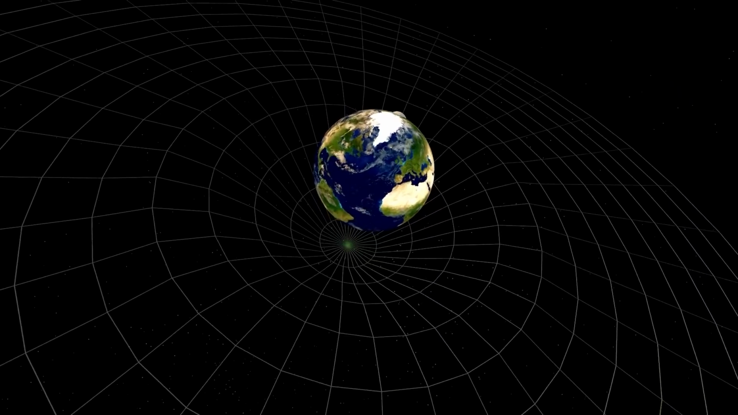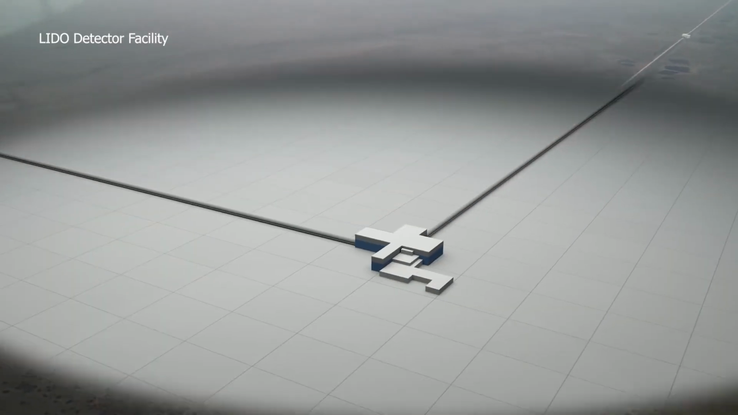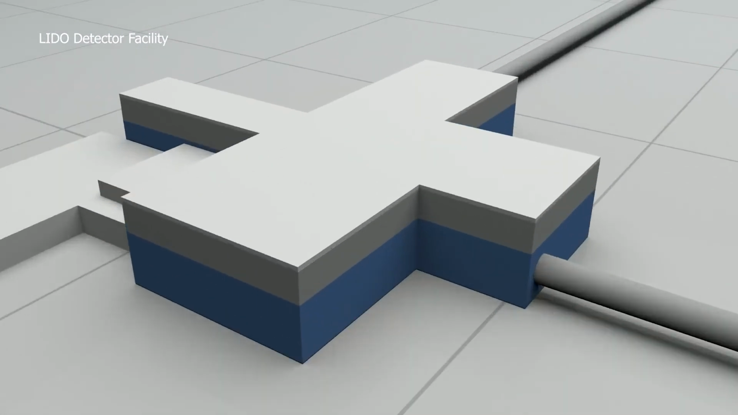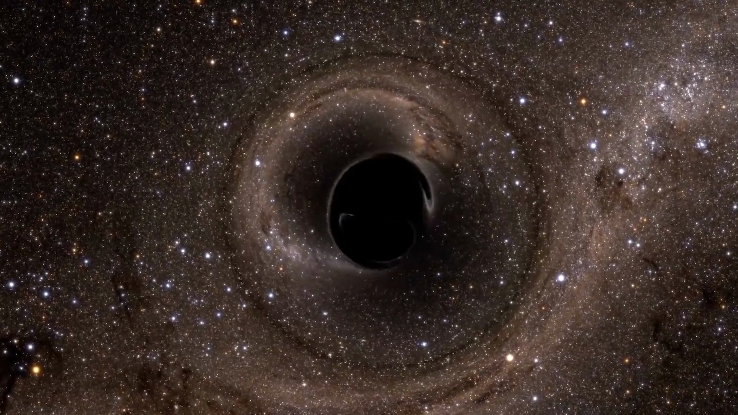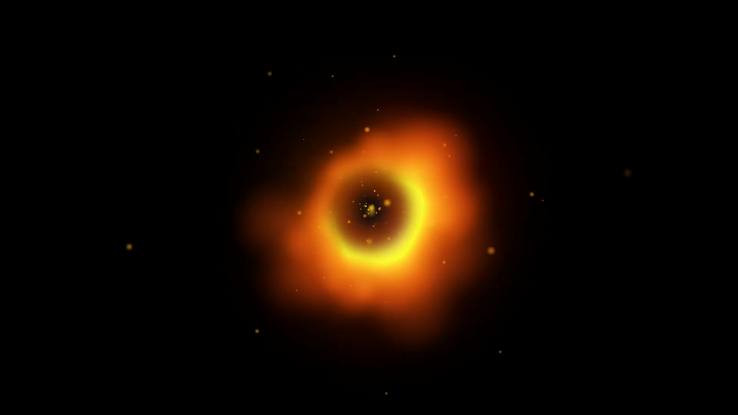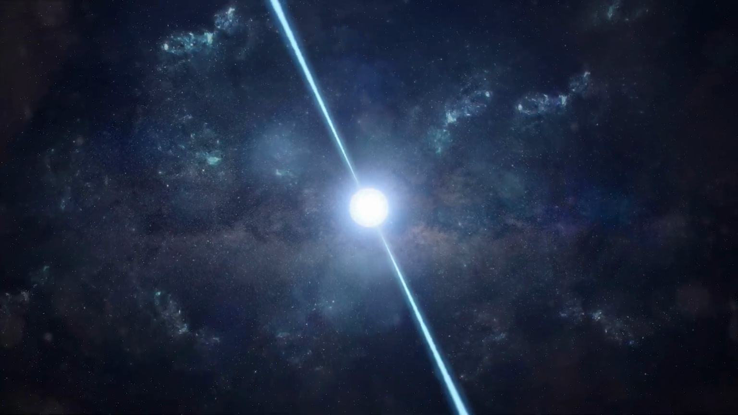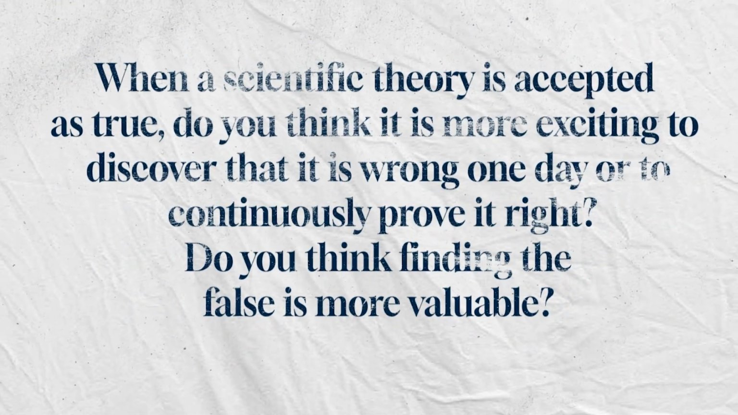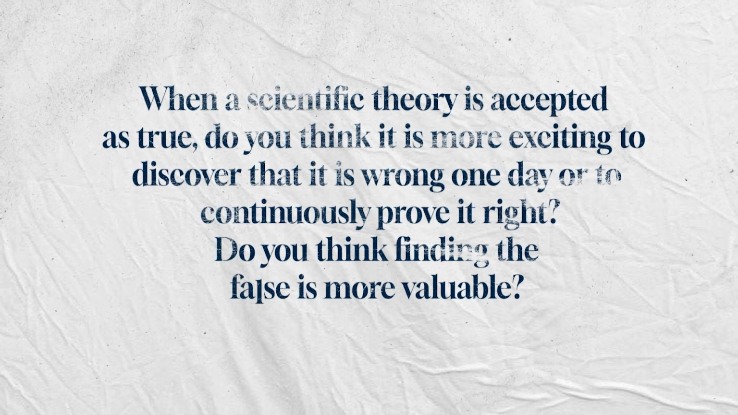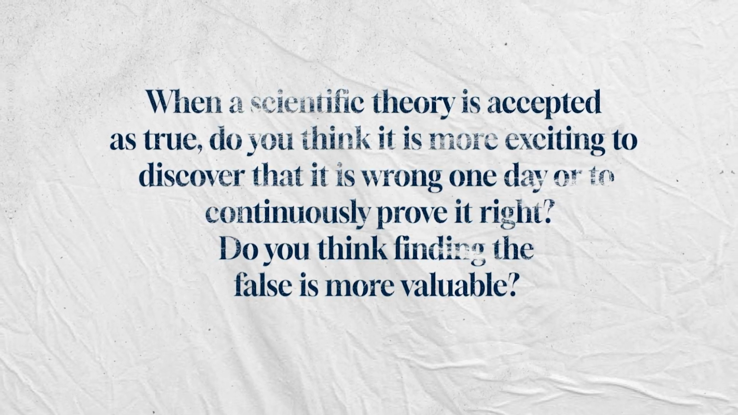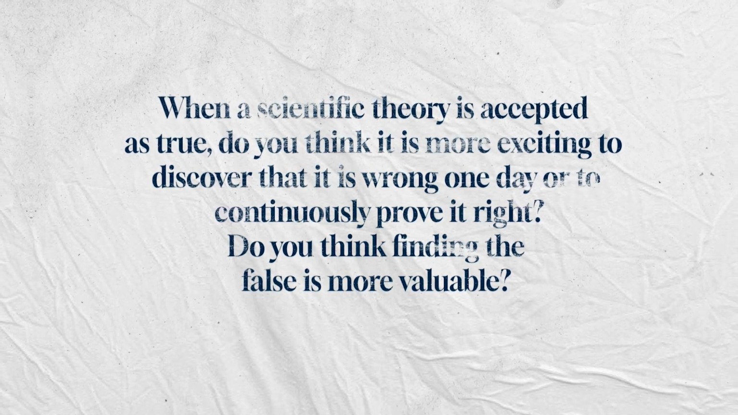The gravitational waves predicted by Einstein's general theory of relativity were first detected by LIGO detectors in 2015. This discovery marked the beginning of a new era in astrophysics and provided us with the opportunity to learn more about objects like black holes and neutron stars. When a scientific theory is accepted as true, do you think it is more exciting to discover that it is wrong one day or to continuously prove it right? Do you think finding the false is more valuable?